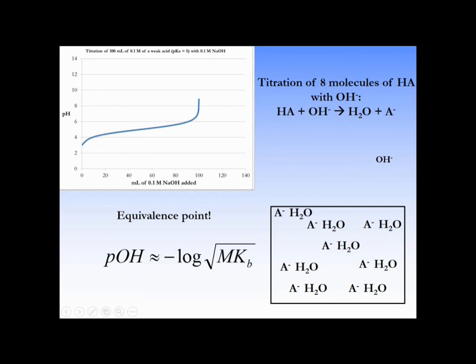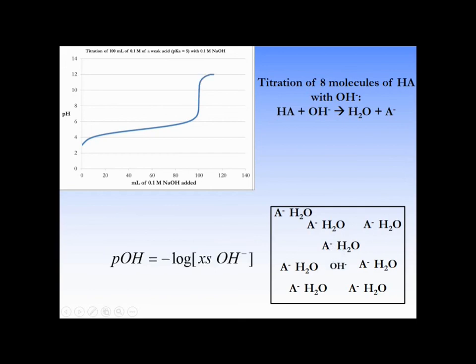Now, past equivalence, this hydroxide's going in, and there's nothing there to react with it. It survives. So I have a hydroxide here that's excess, and that's going to drive the pH. So what I'd do is I'd find the pOH first and take the negative log of whatever the concentration of this hydroxide ion is, and once I find the pOH, I can find the pH.